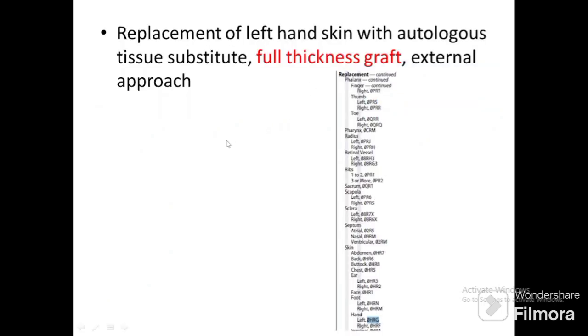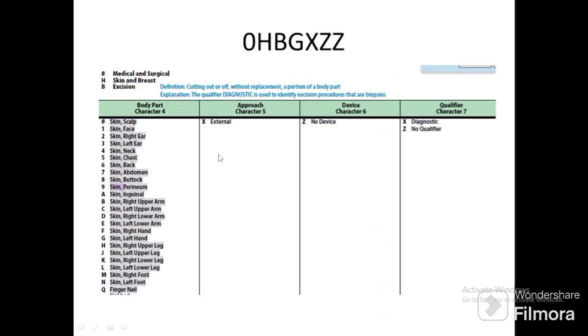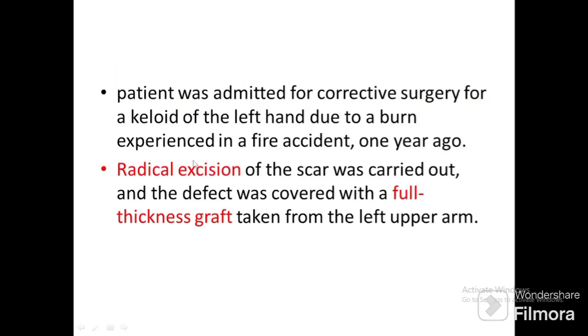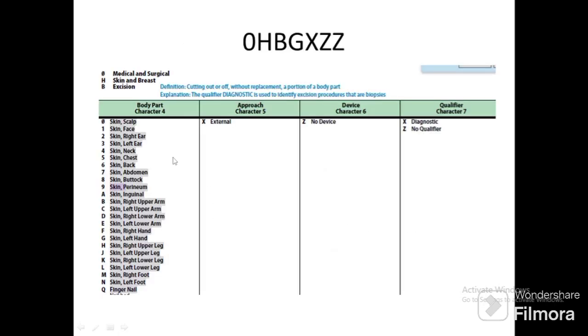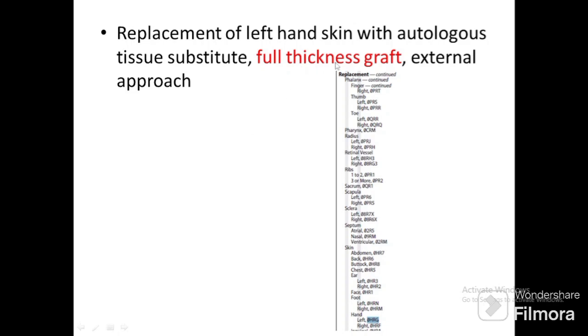So in this chart, there are two procedures: radical excision of scar and full thickness graft. After coding for excision you should code for the full thickness graft. This full thickness graft is coded to the root operation replacement, because here we are replacing the scar tissue with tissue from another site, in this case the left upper arm. So we should code for replacement of left hand skin with autologous tissue substitute, because it is taken from the patient itself.